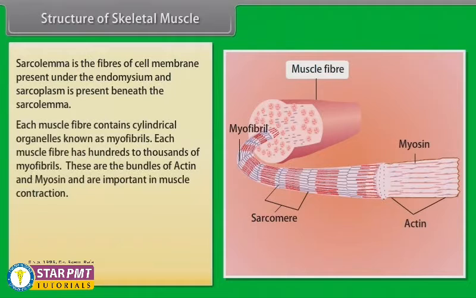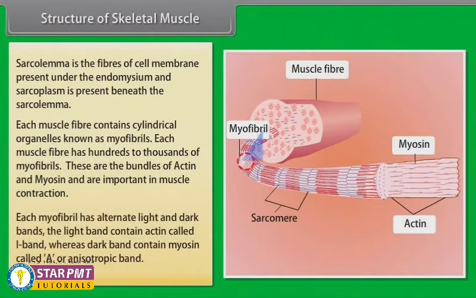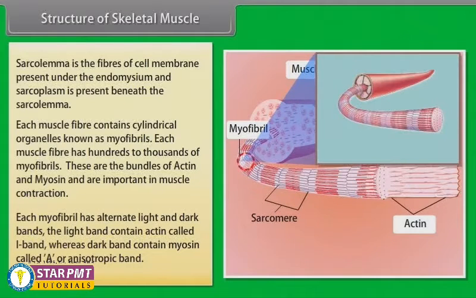Each muscle fiber contains cylindrical organelles known as myofibrils. Each muscle fiber has hundreds to thousands of myofibrils. These are bundles of actin and myosin and are important in muscle contraction. Each myofibril has alternate light and dark bands. The light band contains actin and is called the I band, whereas the dark band contains myosin and is called the A or anisotropic band.